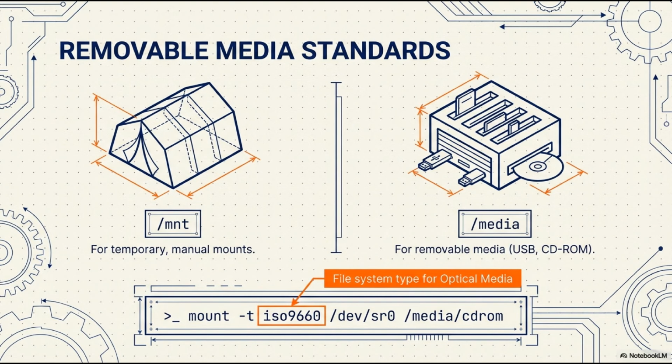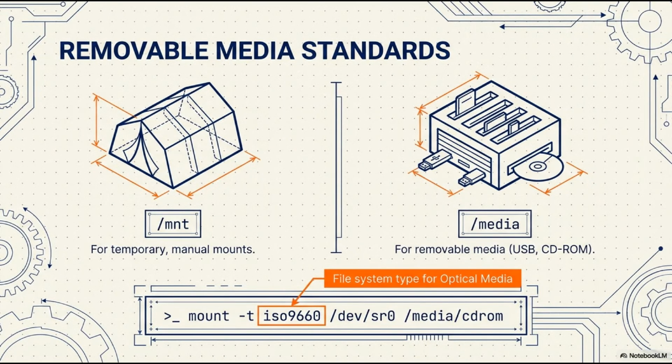So if I'm running a desktop Linux and I plug in a USB and it just pops up, it is almost certainly mounted somewhere inside /media. That's the designated lane for removable stuff. I see a command snippet on here that looks a little weird. mount -t iso9660. It looks like a secret code, doesn't it? That -t stands for type. And iso9660 is the specific file system type for optical media, so CDs and DVDs.